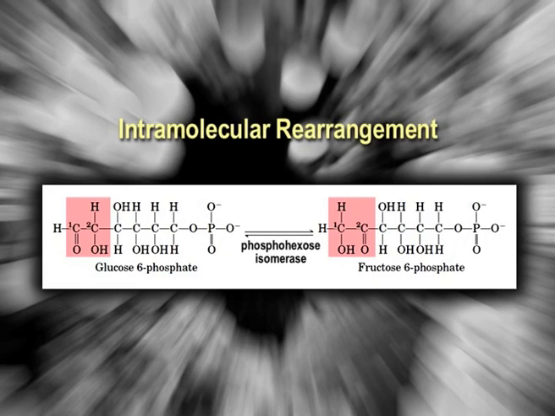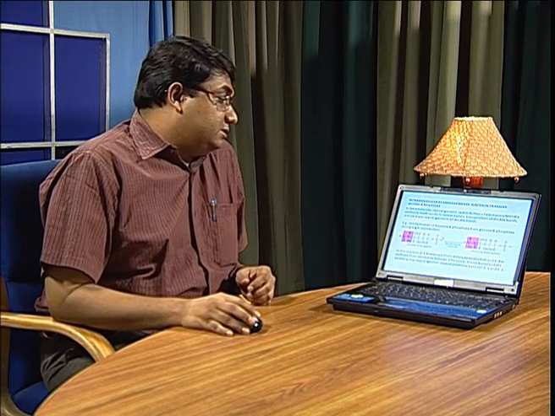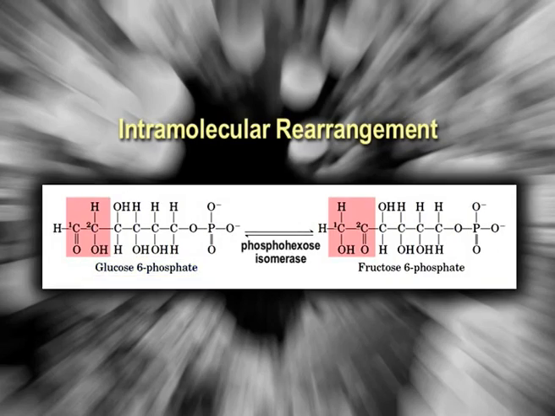Intramolecular rearrangement reactions involve electron transfer within a molecule. It is actually redistribution of electrons within the molecule itself, and results in isomerization or transposition of double bonds and cis-trans rearrangement of double bonds. We will check this isomerization reaction. Say glucose 6-phosphate is isomerized to fructose 6-phosphate and the enzyme is phosphohexose isomerase.